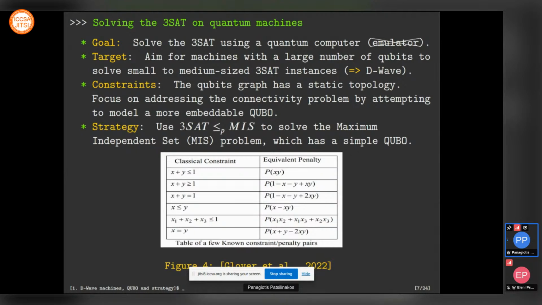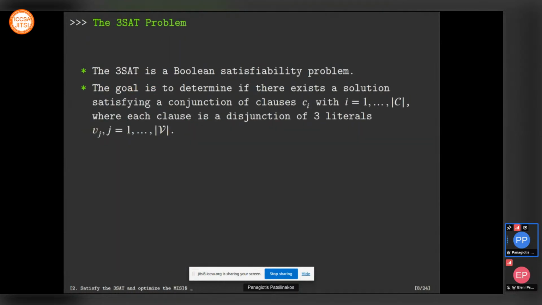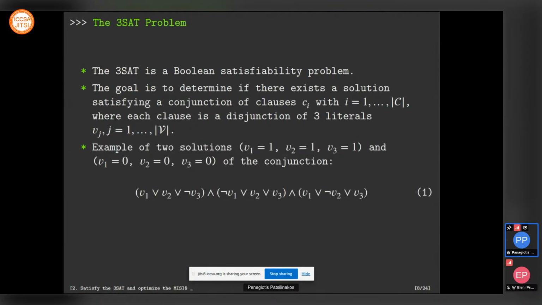So the idea here is to transform a problem into another problem through a polynomial time reduction, and we obtain, with a maximum independent set problem, some constraints with this chain, and the equivalent penalty will be very easy to code. Okay, so shortly, the 3-SAT problem is pretty well known, so I'll go fast on that.